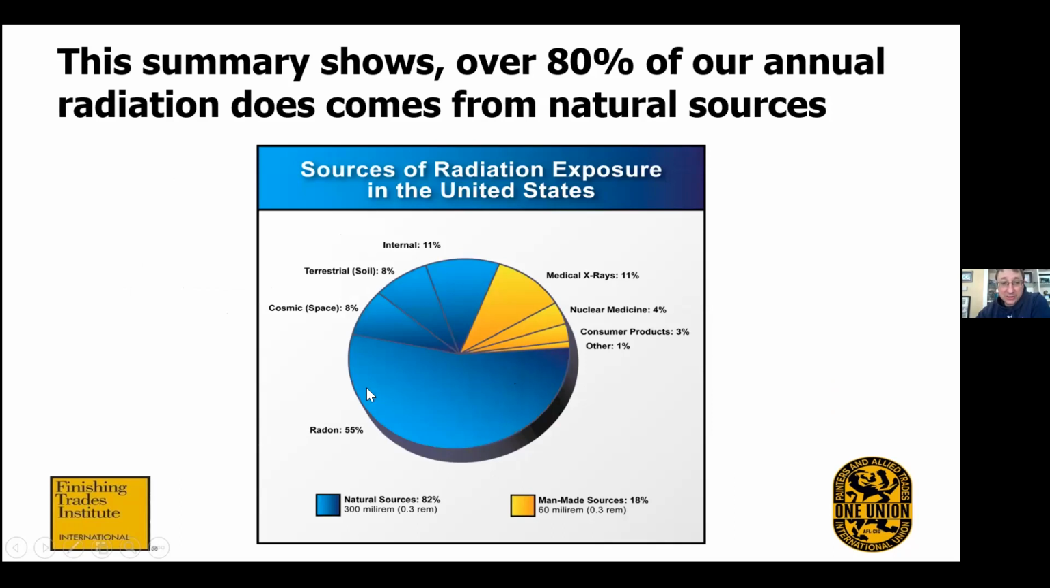This is just a summary, so we can see radon accounts for 55% of the total annual dose that we've got from radiological materials. Next in we've got cosmic and terrestrial, about 8%, internal sources. So our food, water, about 11%. And then we can see some of the other things that are the man-made products that make up the rest of our dose.